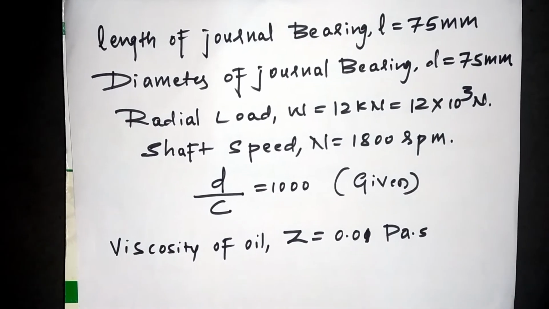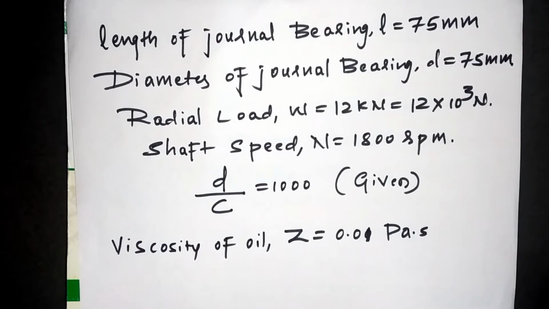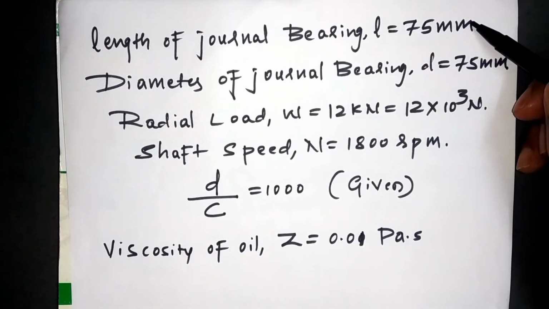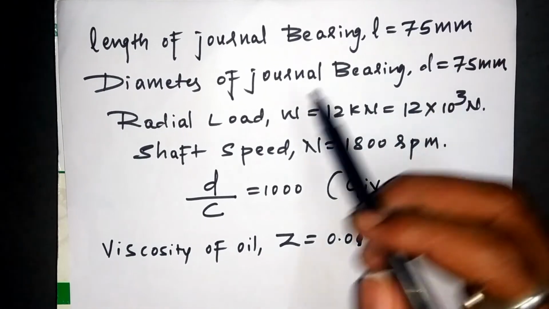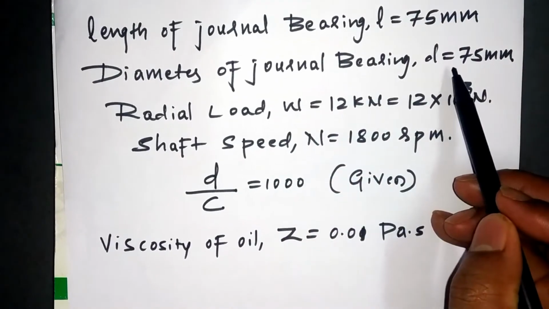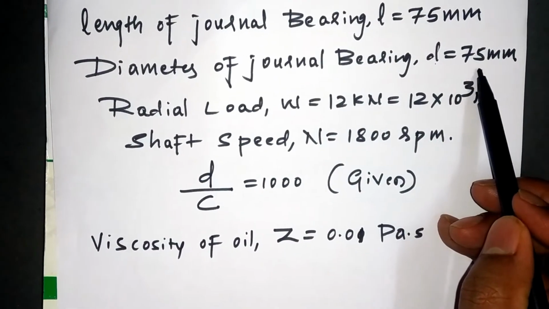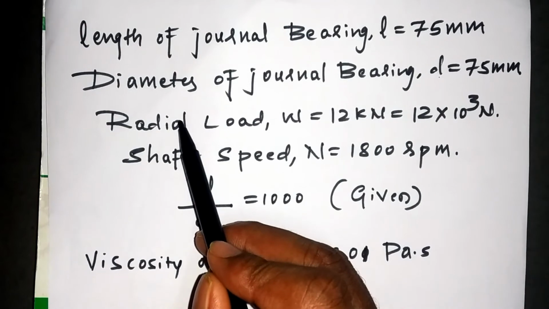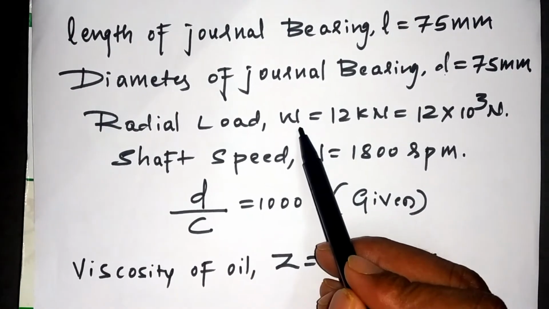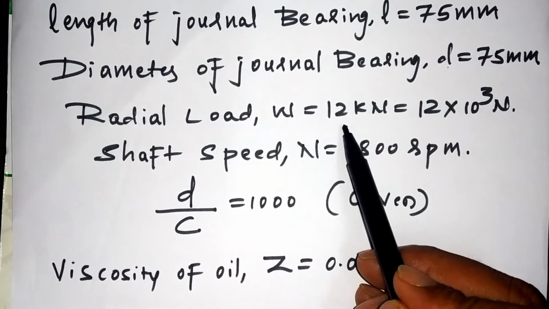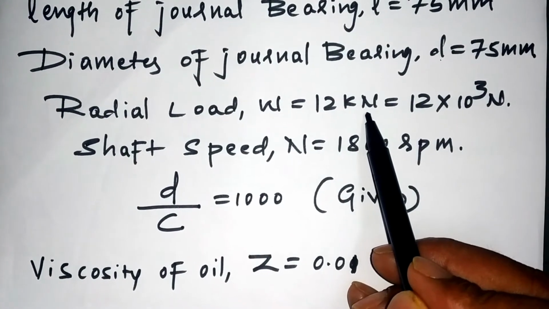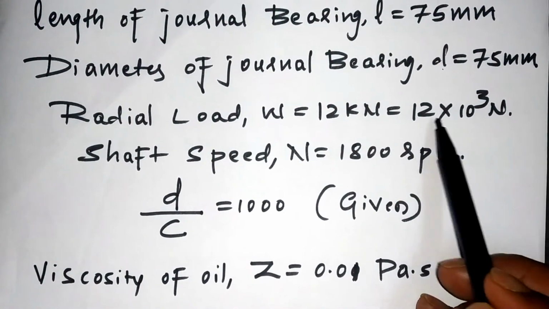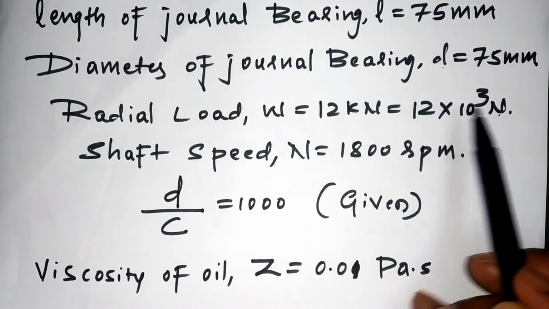So here I have noted down the given things. The length of the journal bearing is given to be 75 mm, so that is L here. The diameter of the journal bearing is taken as D and that is given to be 75 mm again. Next they have given the load. The load is taken to be W and that is equal to 12 kilonewton. It is given in kilonewton, so I will convert it into newton as 12 into 10 to the power of 3 newtons.